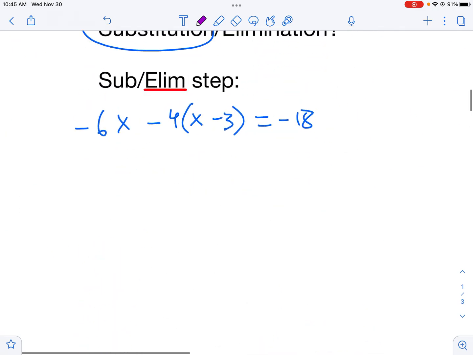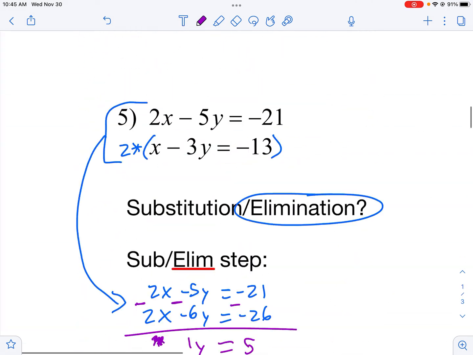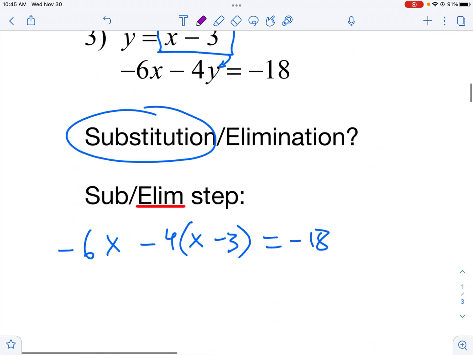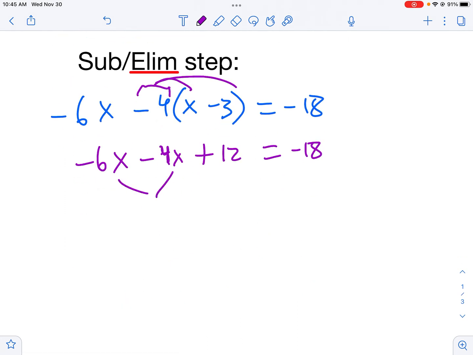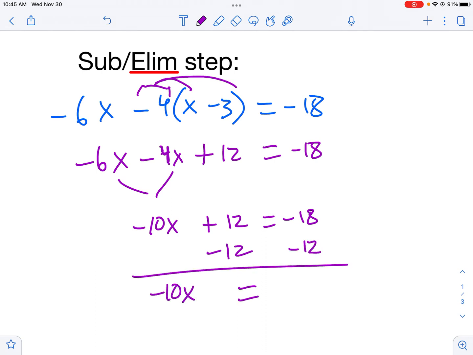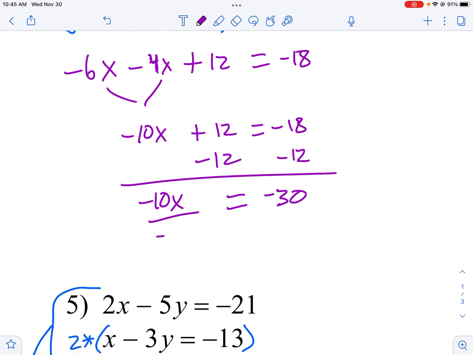Let's do one more. Let's do the other substitution one so you can see that as well. After you substitute it in, you do need to distribute negative 4 into your system here. So now I get negative 6x minus 4x and then plus 12. Right, negative 4 times negative 3 is positive. So now that I got this, I'm going to combine like terms over here. So I got negative 10x, and then plus 12 equals negative 18. And I'm going to subtract 12. I got negative 10x equals negative 30. And from here I can divide by negative 10. I got x is 3.